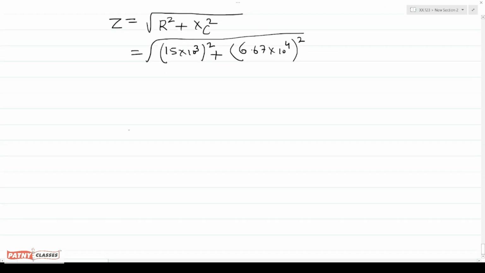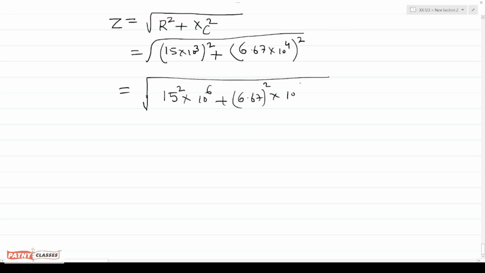When we simplify this, it can be simplified, especially showing for the 12th student. How will you manage this in examination? Of course, I am not going to show you all steps, but I am going to give you the idea. So I can write here 15 square into 10 raised to 6 and here 6.67 whole square into 10 raised to 8. Now we will take the minimum of this as a common, 10 raised to 6 here, 10 raised to 8 here. So minimum value 10 raised to 6.